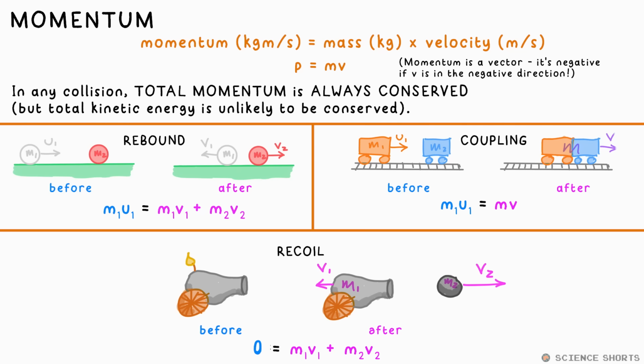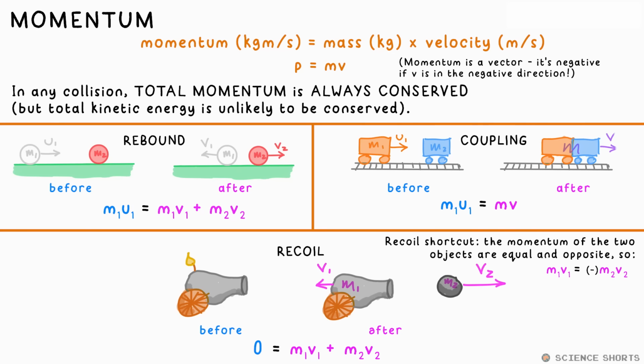Incidentally, in the case of the cannon, as there's 0 total momentum before, the same must be true afterwards too. The cannonball is moving though, so that must mean the cannon has the same momentum but in the opposite direction. They still add up to 0. Or we could say the momentums cancel each other out. This is an example of recoil.